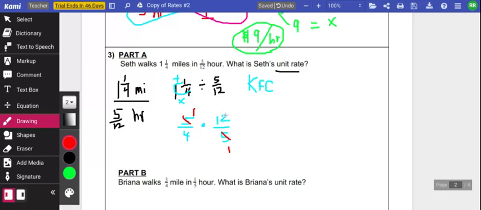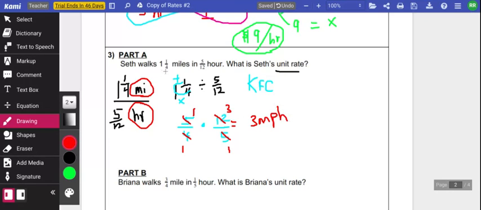What about this way? 12 over 4. Well, I could say 12 and 4, those are both divisible by 4. So 12 divided by 4 is 3, and 4 divided by 4 is 1. Now I multiply my top numbers. 1 times 3 is 3, and on bottom 1 times 1 is 1, and if the denominator is 1, I don't need it. So this is 3, remember, miles per hour. So mph, miles per hour.